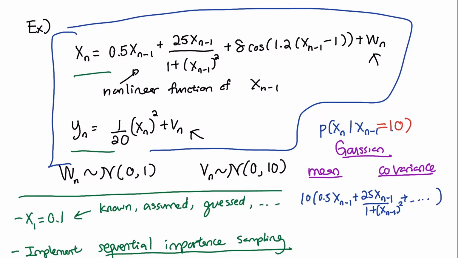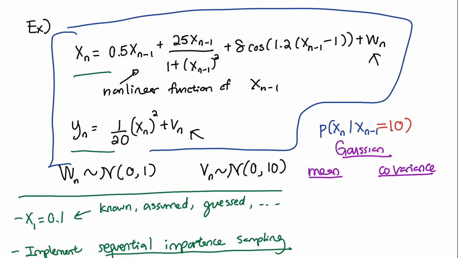Okay, but this whole mess here, I don't actually know what this number is, because what's xn minus 1? I still don't know this number. Don't you just plug in 10 for xn minus 1? Okay, so in that case, what's my mean? It's that whole thing with xn minus 1 equals 10. Some number. Exactly.